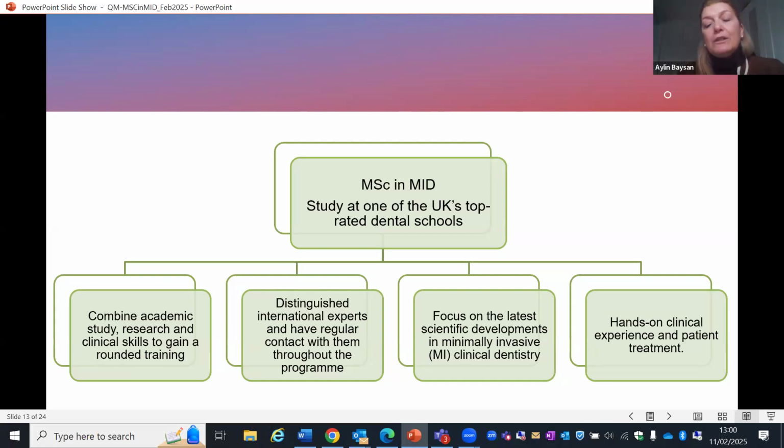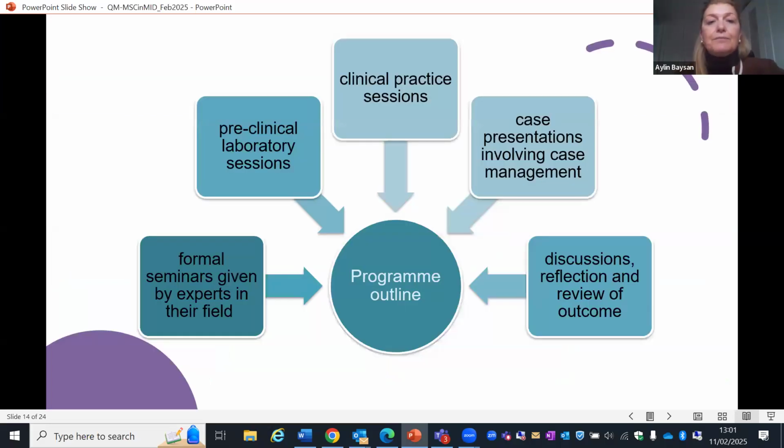You will have hands-on clinical experience. Initially, we will start with the clinical skills lab and then move to patient treatment. So this is, again, a very unique opportunity for you to get in 1 year. You will have that patient exposure and patient experience as well if you want to take your exams to practice in the UK. So this is a wonderful idea that you have the knowledge of MID, but at the same time you have the opportunity to practice as well.